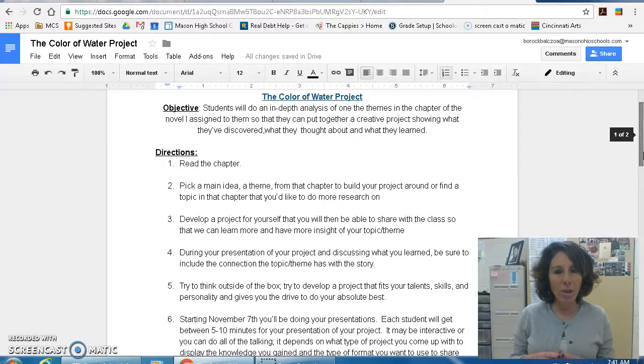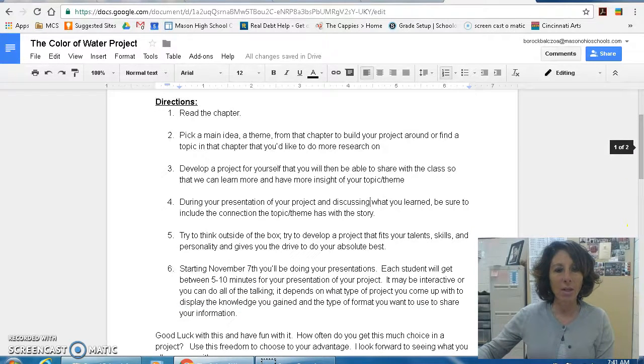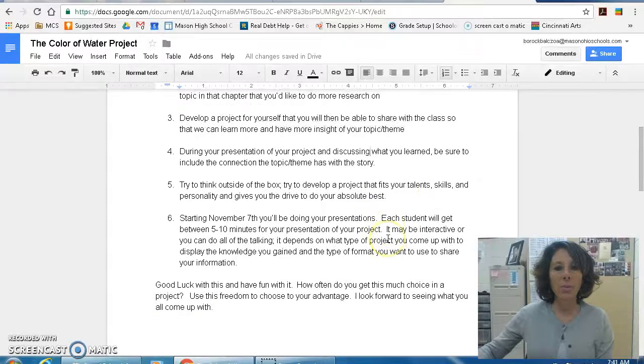So look at your chapter carefully and pick a topic, or you can pick the theme of that chapter and do a presentation on it. So let's look at what the requirements are, what the directions say here. Of course, read the chapter carefully. Pick an idea, pick a theme to build your project, your presentation around. Develop a project that you will then be able to share with the class so that we can learn more and have more insight into your topic, into your theme.